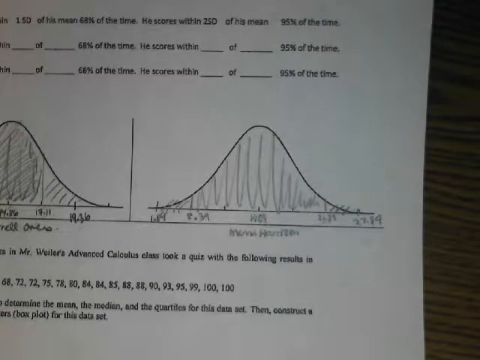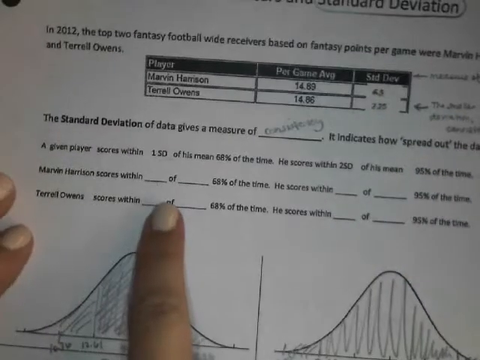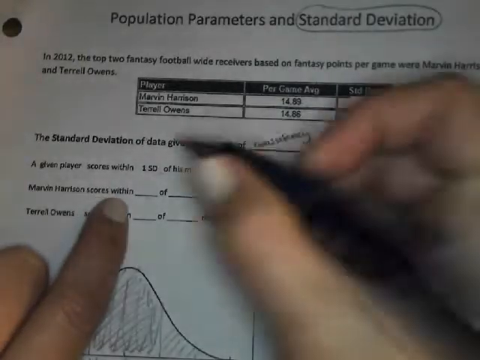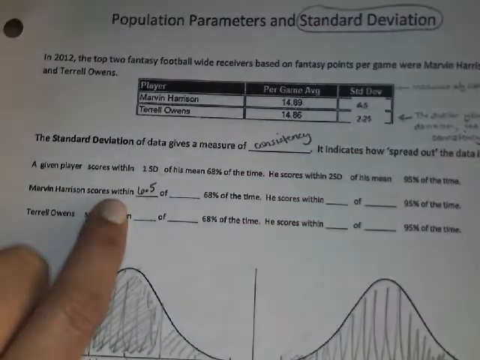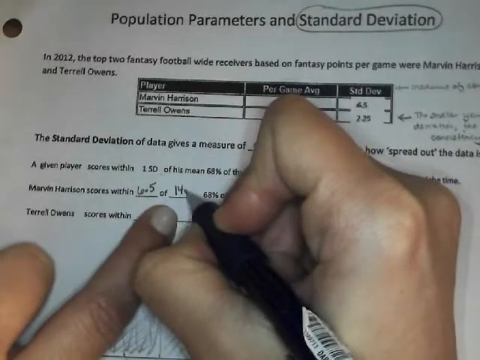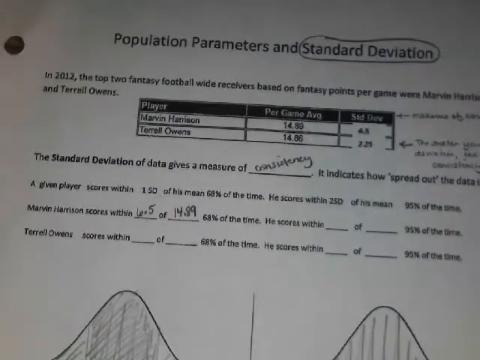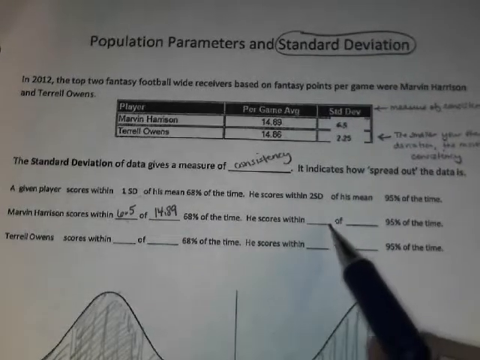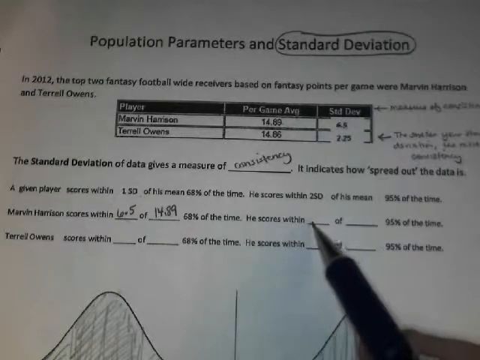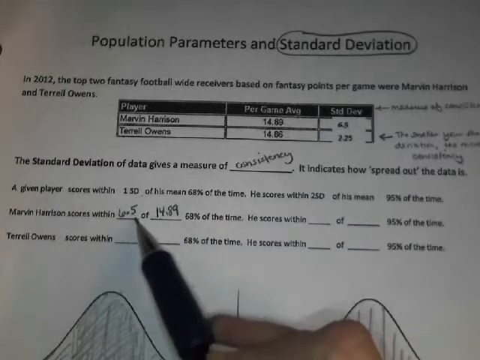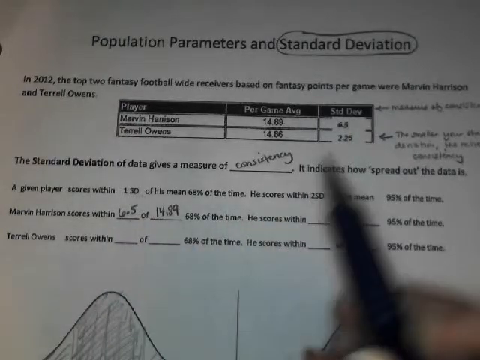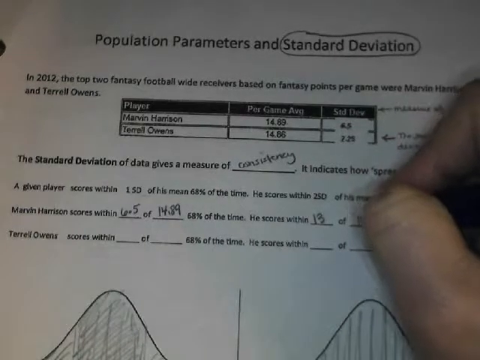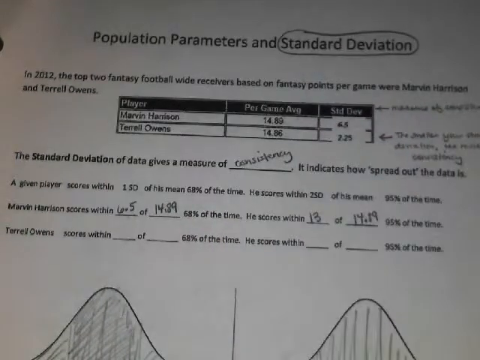Okay? So the blanks that we have here is that Marvin Harrison scores within 6.5 of his average, 14.89, and that's 68% of the time. The second part of that sentence is going to get at the 2 standard deviations. So if 1 standard deviation is 6.5, then 2 standard deviations means that he has to score within 13 points of his average of 14.89, and that happens 95% of the time.